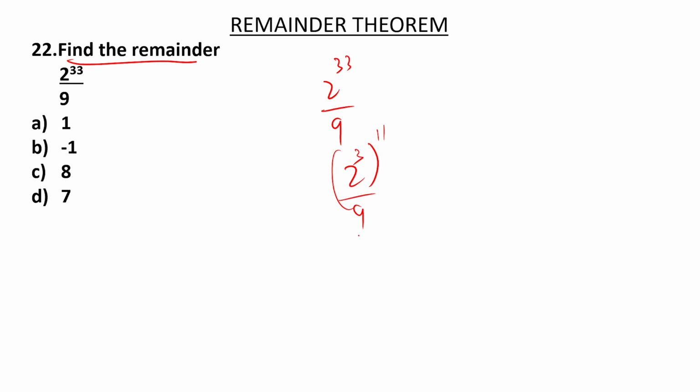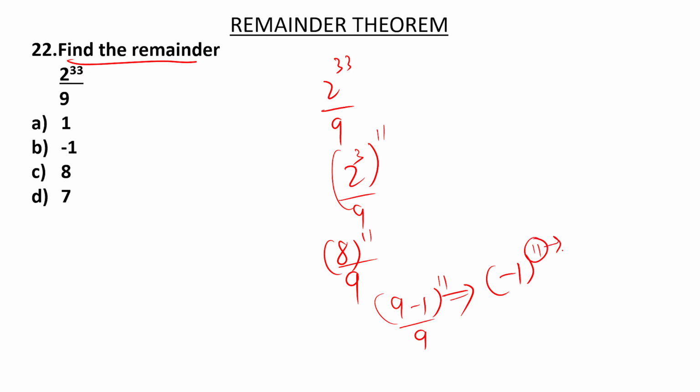2 twos are 4, 4 twos are 8. 8 power 11 by 9. 8 can also be written as 9 minus 1 by 9 whole power 11. Here, there you go. We got minus 1 whole power 11. Since we got an odd power, the remainder we get will be minus 1.